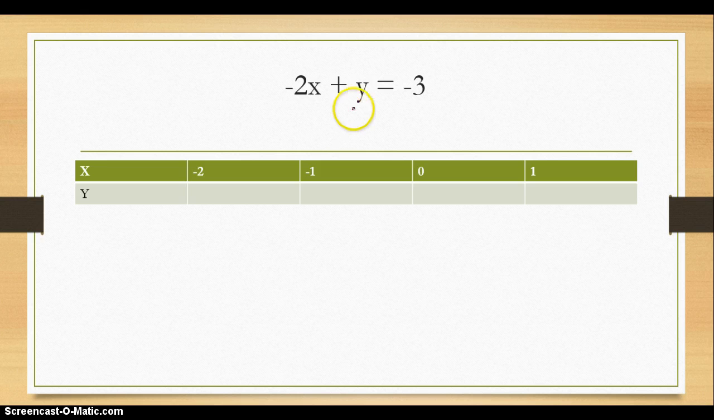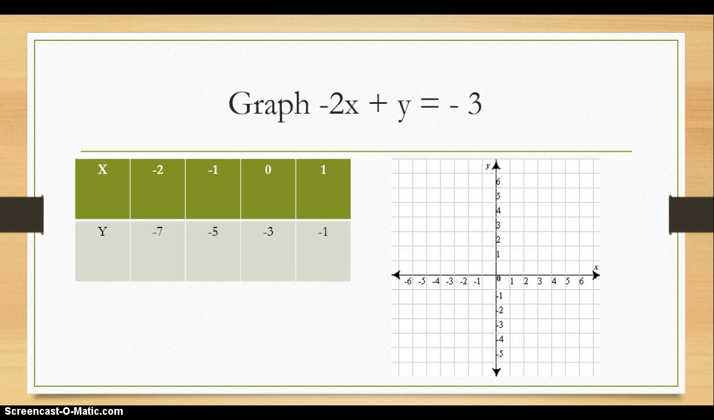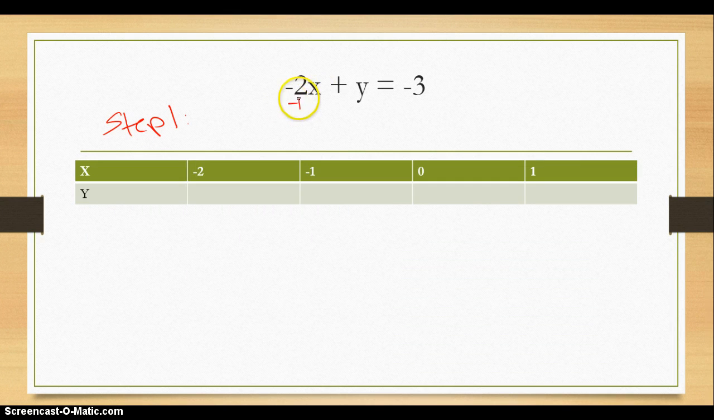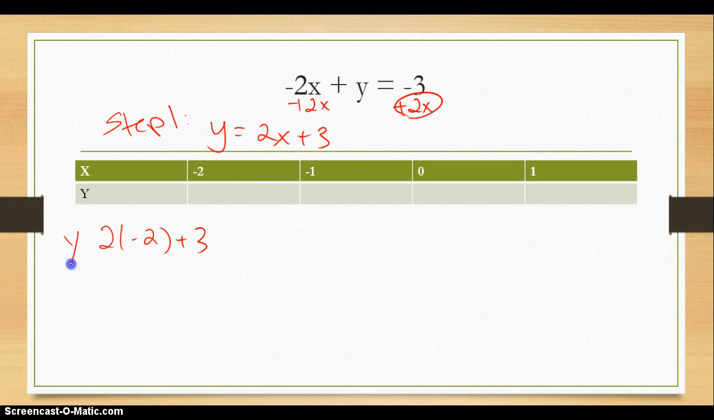So here's the table. First, let's go over step 1. Get y by itself. We're going to add 2x to each side, and remember, the x portion goes in front. So we know that y equals 2x plus 3. Now we plug in the values we have for x. Put in negative 2. We know that 2 times negative 2 plus 3 is negative 4 plus 3, so y equals negative 1.